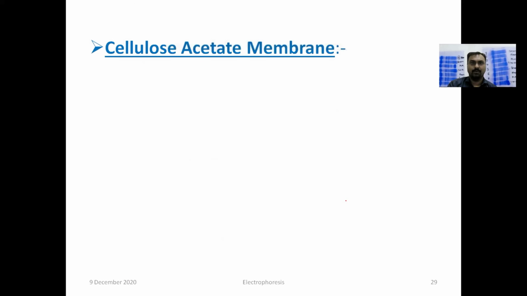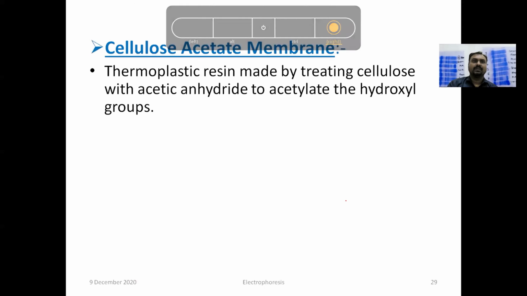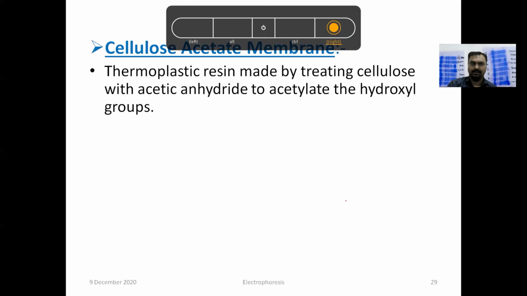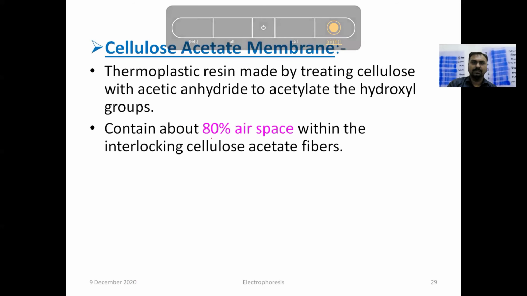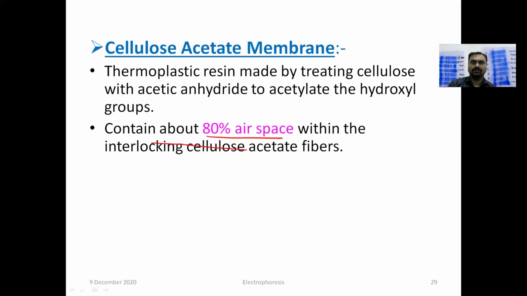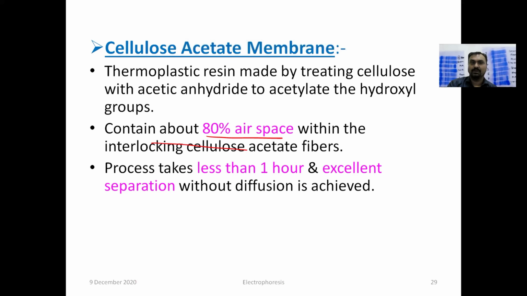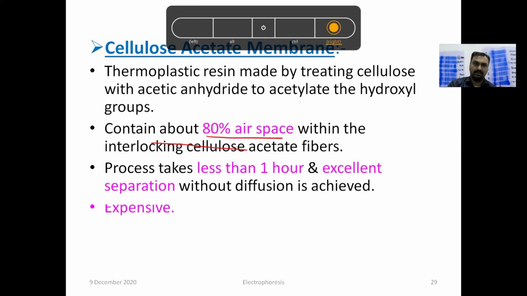Coming to cellulose acetate, it is a very important membrane. It is a thermoplastic resin made by treating cellulose with acetic anhydride. Right? It contains 80% air space within the interlocking cellulose acetate fibers. It is an excellent separation and very important, and it can separate within 1 hour, but the only disadvantage is that it is costly, right?